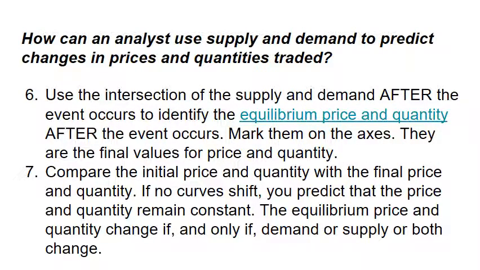So now you're going to have an original supply and demand and perhaps a new supply and demand. Use the intersection of the supply and demand after the event occurs to identify the equilibrium price and quantity after the event. Mark them on the axes. They are the final values for price and quantity, and now you simply compare the initial price and quantity with the final price and quantity. If no curves shift, you predict that price and quantity remain constant. The equilibrium price and quantity change if and only if demand or supply or both change.